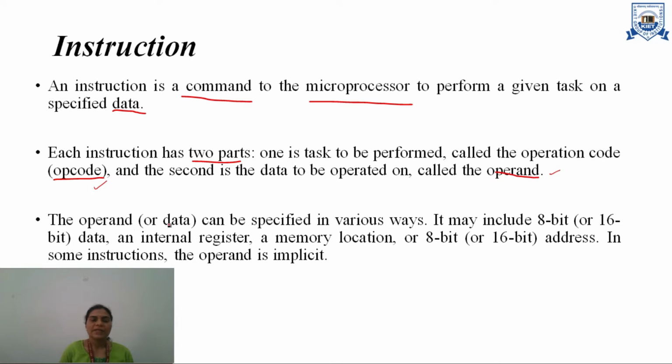Operand, or we can say data, can be specified in various ways. It may include 8-bit data or 16-bit data. Data may be stored in an internal register of the processor, or data may be fetched from a memory location, or data may be given as an 8-bit or 16-bit address. Sometimes the operand is implicit in the opcode of the instruction. So mainly, an instruction performs some operation on some data.